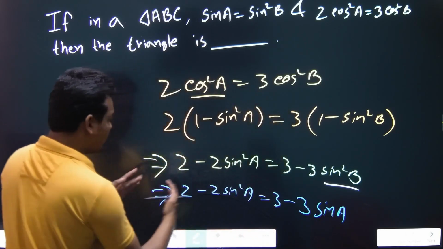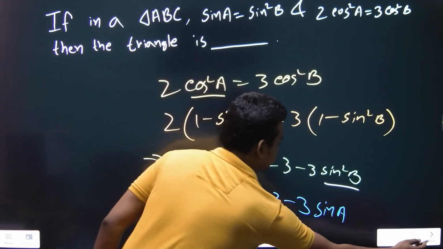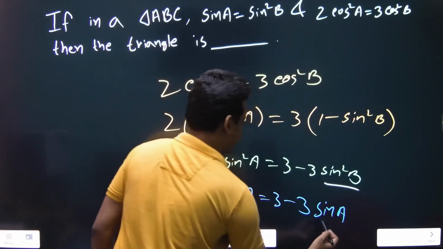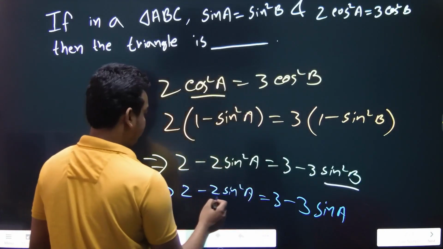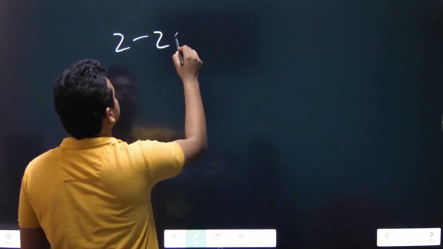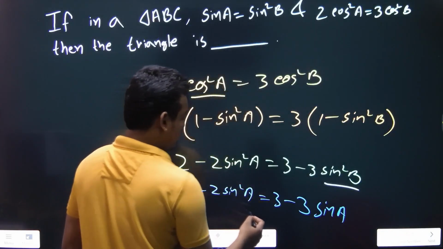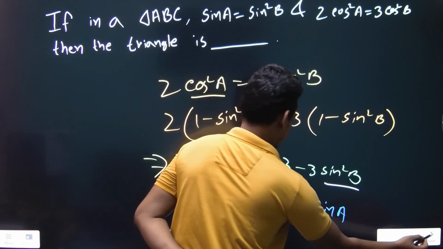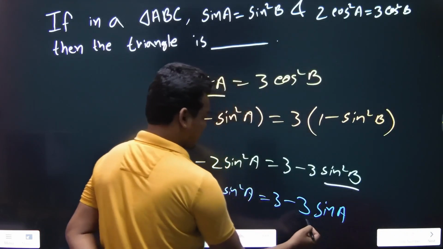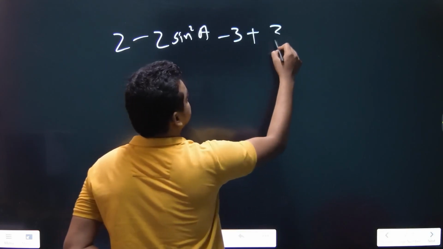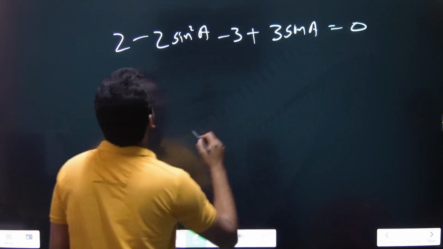Now what I am doing is bringing all the terms to the left hand side. If I bring all the terms to the left hand side, what will be there? Let me write: 2 minus 2 sin squared A, minus 3 plus 3 sin A, is equal to 0, right?